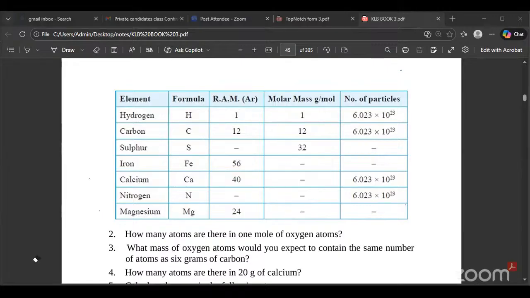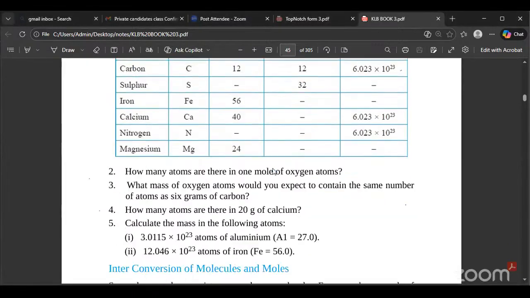So I'll solve question number 4 because question number 4 is easier, so that we come back to the other one, eh? Now, how many atoms are there in 20 grams of calcium? Now, we have started doing the calculation.